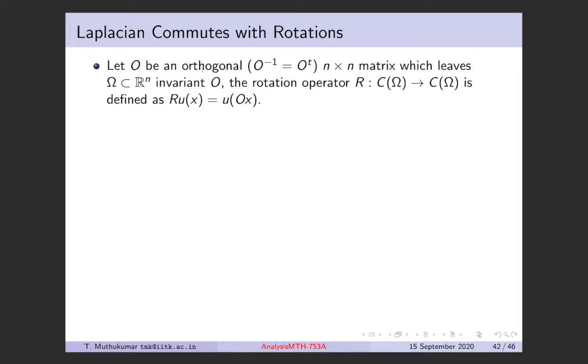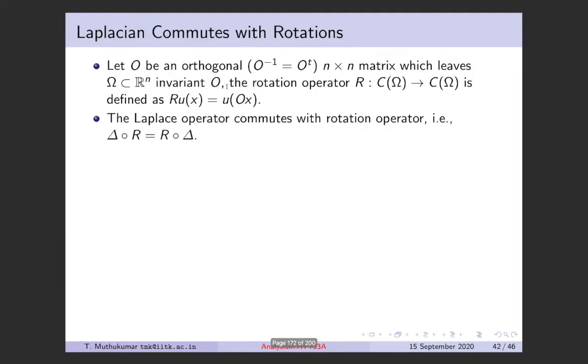So given any orthogonal matrix, one can define this rotation operator on the space of continuous functions. That is, you take a function u which is continuous, then R of u is nothing but the value of u after the vector x is rotated by the orthogonal matrix. Okay, so this is the rotation operator. The Laplacian commutes with the rotation operator. Let's look at a proof of this.